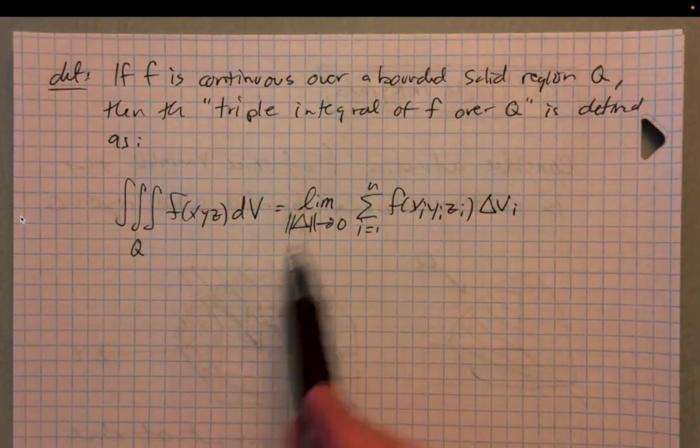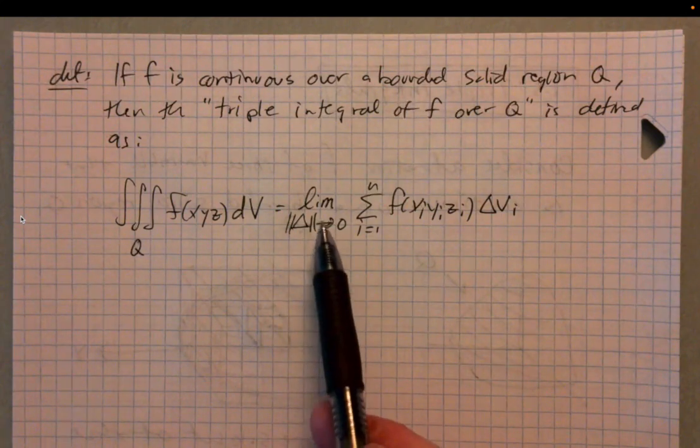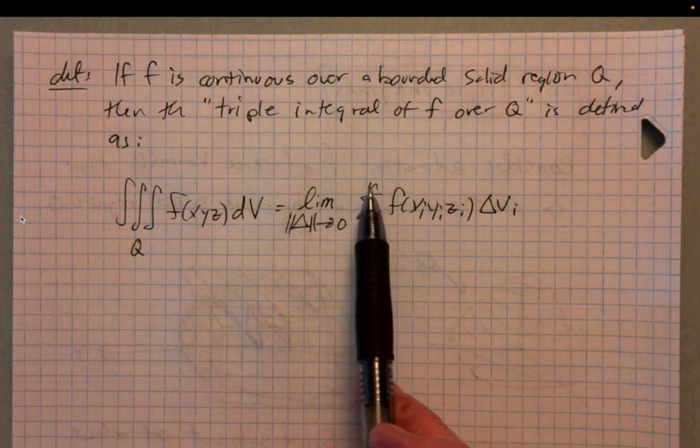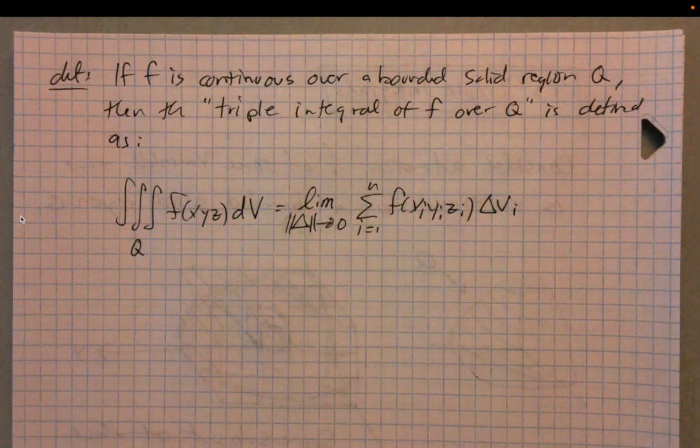Okay, so obviously as the norm of the partition goes to 0, the number of cubes required to partition the space increases without bound, right? And so one thing to keep in mind is that as the cubes get smaller, the number of cubes inside of Q increases without bound, right? And so this is the idea that we've seen from all the way back at the beginning of Calculus 2 when we introduced the integral, right? The norm goes to 0, the number of representative shapes increases without bound, and that's where the integral comes from.